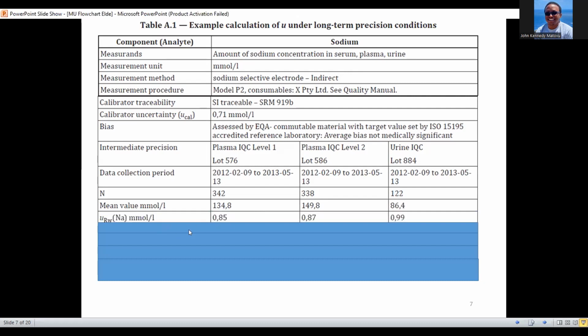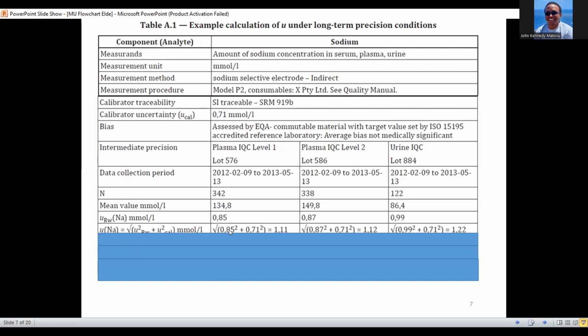Very good. So therefore, your SD, which is 0.85, in our discussion with MU, that would be your standard uncertainty under within-laboratory conditions, right? Because it's a long-term precision. Now that you have this, can we combine uncertainty of the calibrator and then our uncertainty RW? Then definitely we can. And here's the formula.